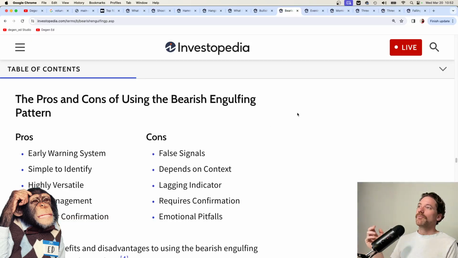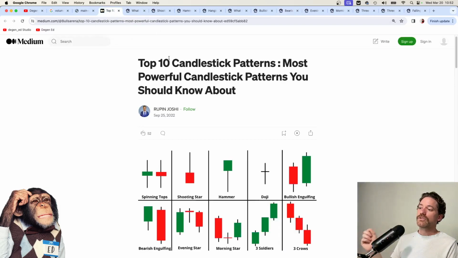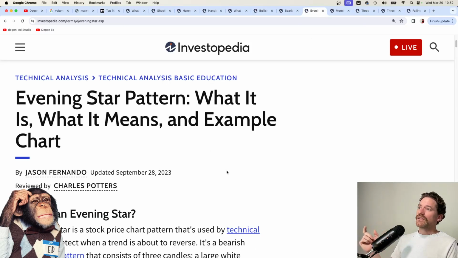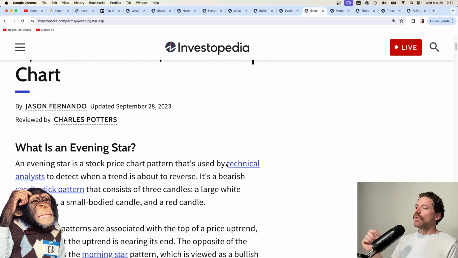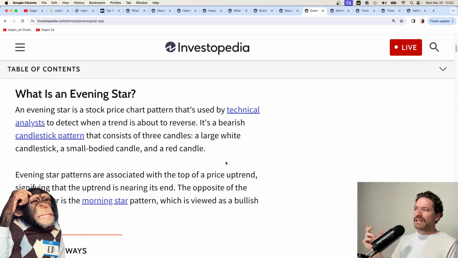But now switching back over to Chrome here to look at some more of these patterns, evening star and morning star. Let's look at those. All right, so evening star: what it is, what it means, and give an example. And so what is an evening star? An evening star is a stock price chart pattern that's used by technical analysts to detect when a trend is about to reverse.